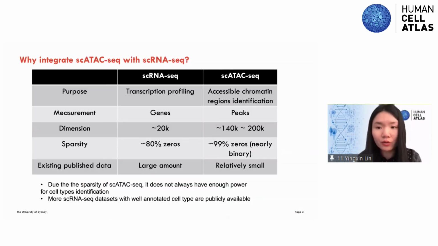So why do people want to integrate single-cell ATAC-seq with single-cell RNA-seq? First of all, single-cell RNA-seq and ATAC-seq characterize the cells from different aspects. Integrating the two data will allow us to have a better description of cell identity. Secondly, it is well known that single-cell RNA-seq is sparse, with around 80% of zeros. But single-cell ATAC-seq is even sparser with 99% of zeros, which actually makes the data nearly binary. Therefore, single-cell ATAC-seq alone may not have enough power for cell type identification. And lastly, since single-cell RNA-seq technology is relatively mature and widely used, there is a large amount of public single-cell RNA-seq data with well-annotated cell types that can be used as reference to transfer labels to single-cell ATAC-seq.